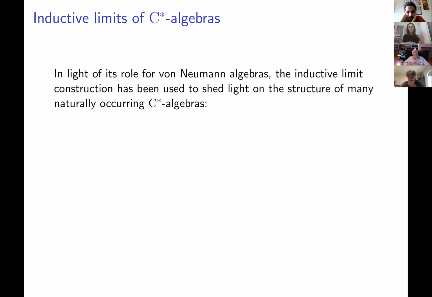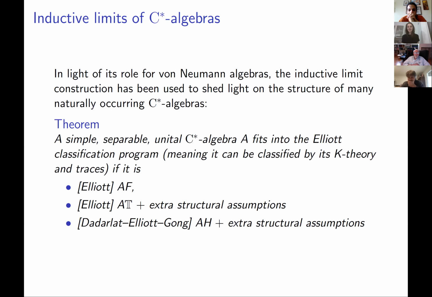So in light of its role for von Neumann algebras, the inductive limit construction has been used to shed light on the structure of many naturally occurring C-star algebras, like the ones we saw before. And we get corresponding C-star classification results, for instance. So the C-star version of the Connes-Haagerup classification program is the Elliott classification program. And a C-star algebra fits into this classification program if it can be distinguished from other C-star algebras in this program by just considering its K-theory, which is an operator algebraic K-theory, and its space of traces.